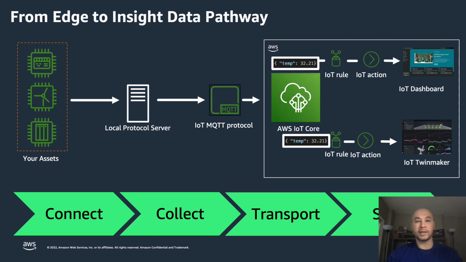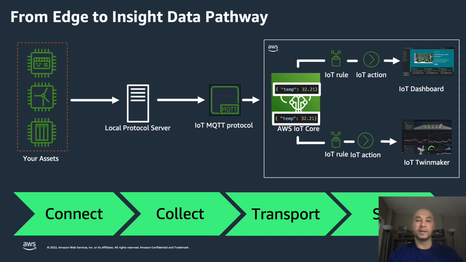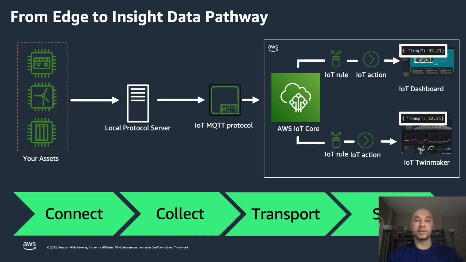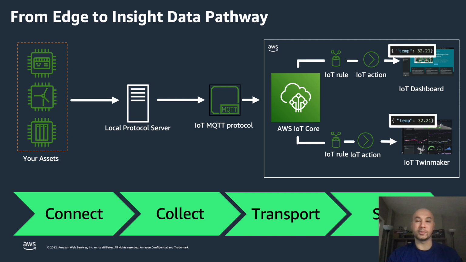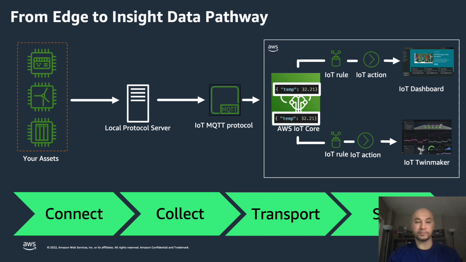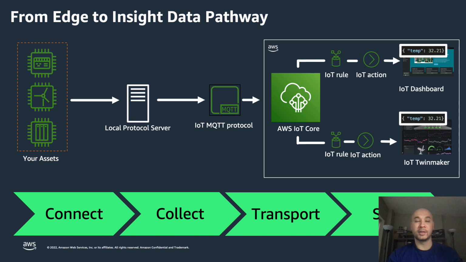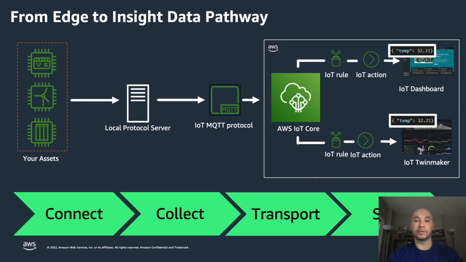Then leveraging an IoT rule and an IoT action, we're able to then send that information to a location such as a dashboard that you may build, or in the case that I've been highlighting through this talk is an IoT TwinMaker dashboard, a digital twin. Anyway, what we're really talking about here is being able to collect that information by connecting to your device, transporting it in an AWS service, and storing that information in a way that's good for your end users.